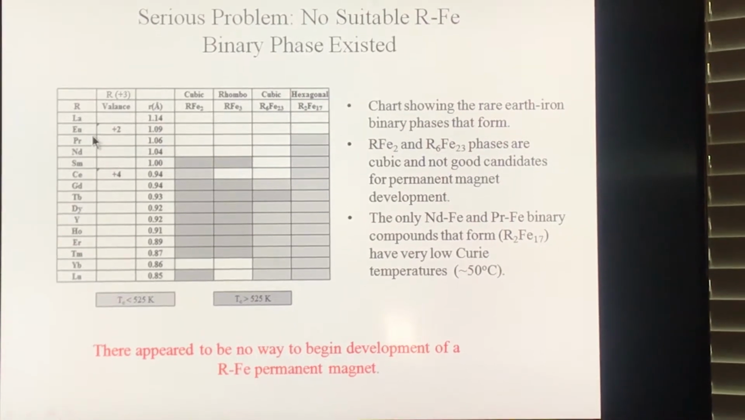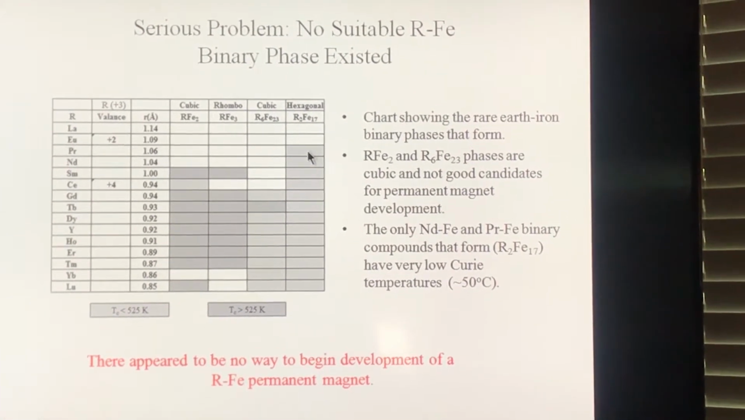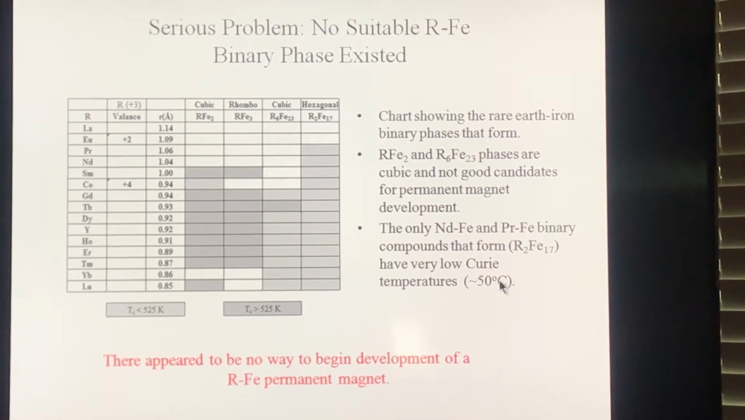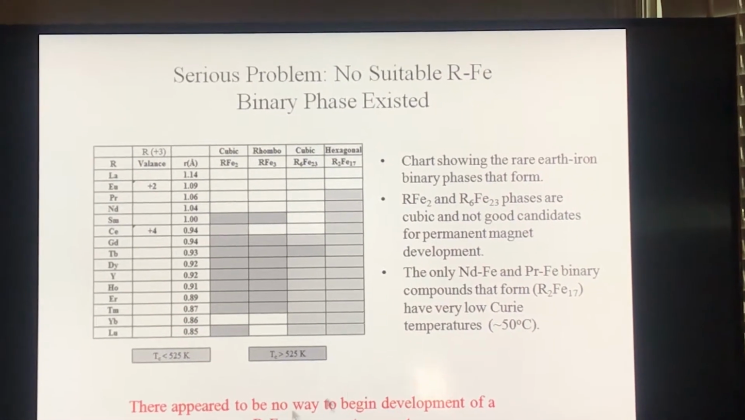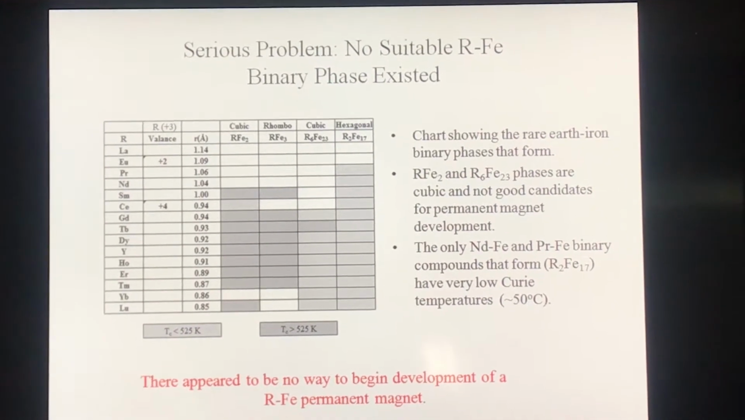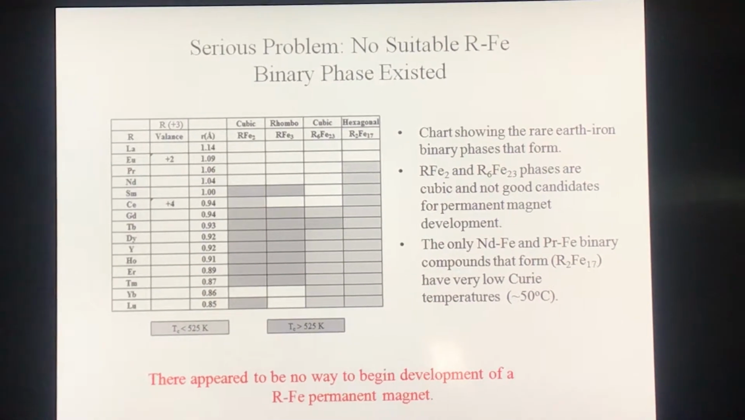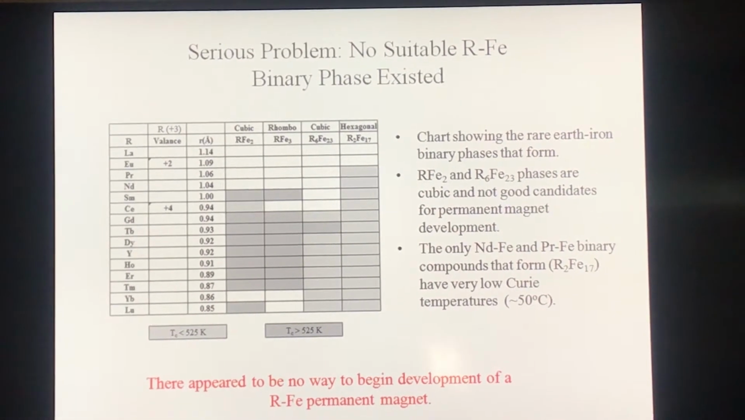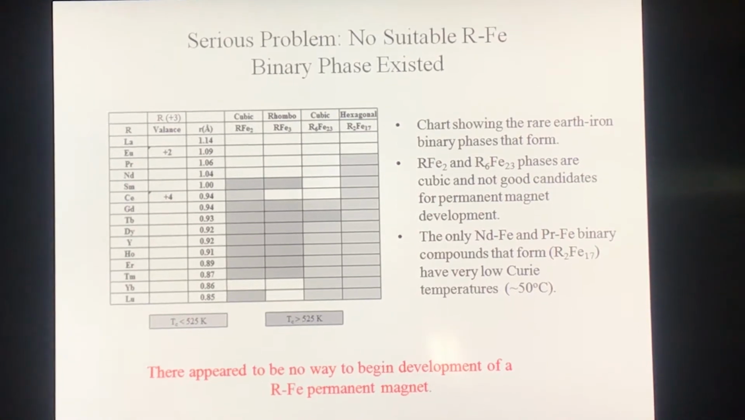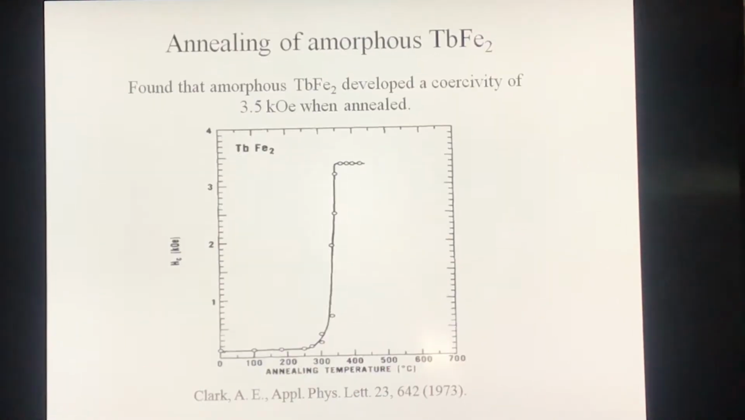But you can see that for praseodymium and neodymium, there's only two intermetallic compounds formed, the 2-17s, and they have very low Curie temperature. So people that were working in this field looked at this kind of data, and we didn't know where to begin. We had to have a suitable intermetallic compound to start with. So there seemed to be no way at all of starting this research on these permanent magnet materials.